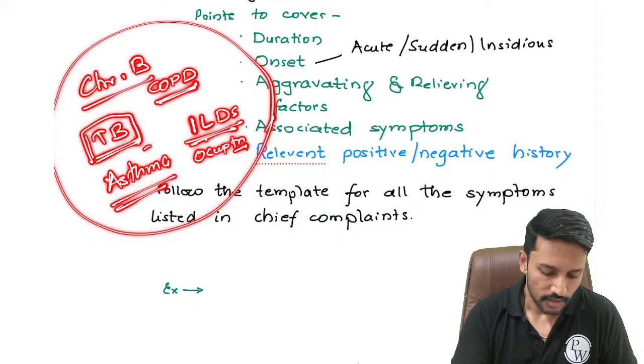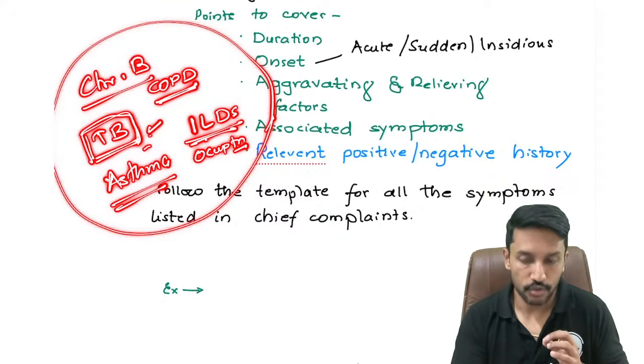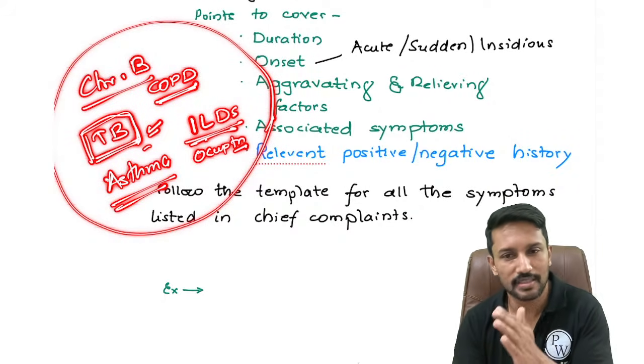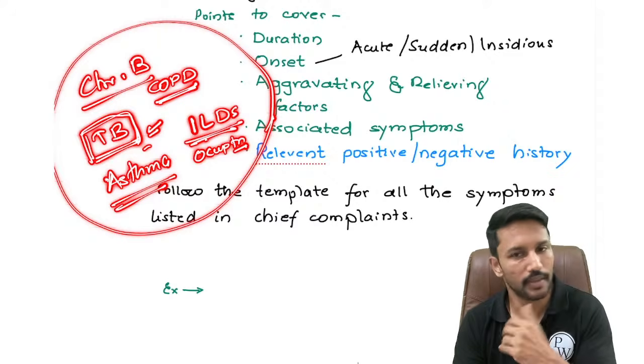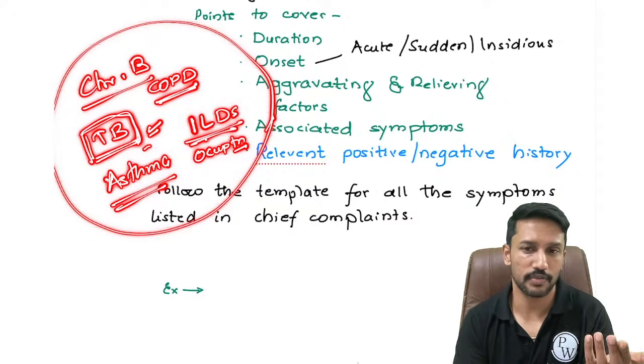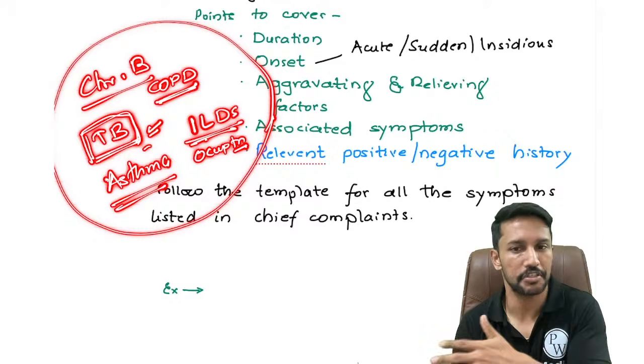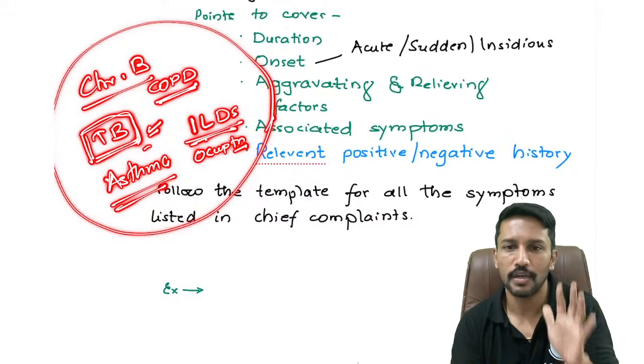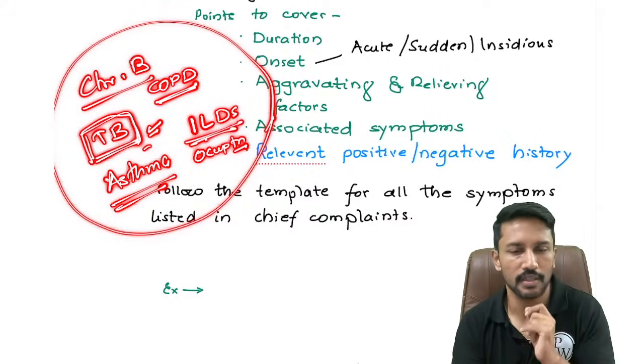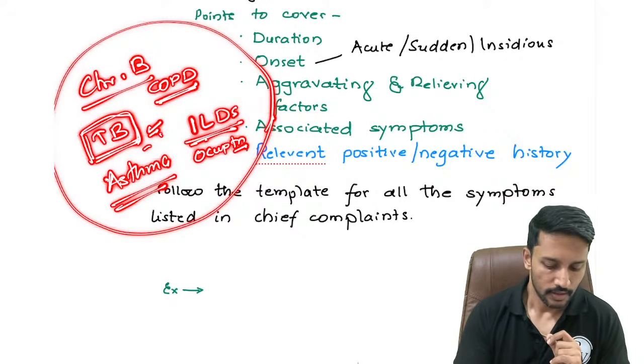So what relevant questions will I ask? I will ask about exposure to TB, whether the patient has come in contact with any case of TB. If yes, I will mention it; that becomes a positive relevant history. If no, I will mention it; then it becomes a relevant negative history, that the patient has no exposure to tuberculosis or no contact history with tuberculosis.